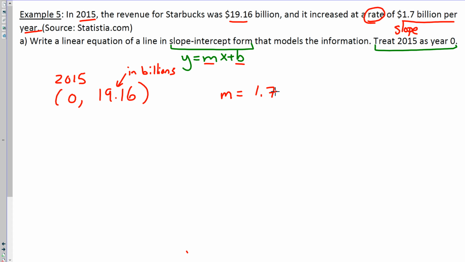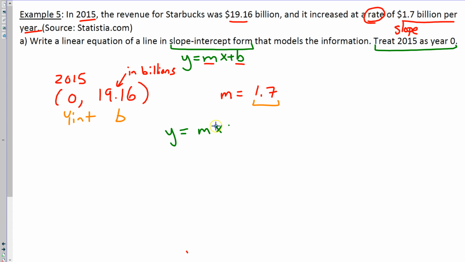So actually, I was very fortunate in this example. I know my slope, that's the 1.7 value. And then if you look very carefully at the point that was given, because x is 0, this is your y-intercept point, right? Your y-intercept point is the only point that has x with a value of 0. So that means that my b is that 19.16. So here we don't have much calculation to do at all.